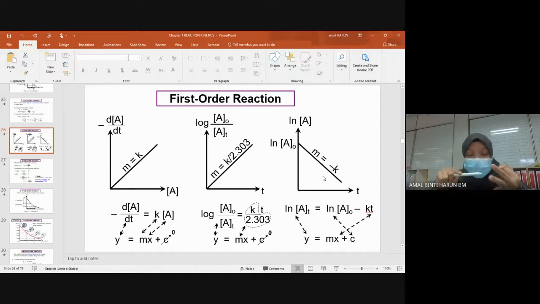Sekiranya 1 over A sahaja yang menghasilkan garis lurus, ataupun linear graph, so dia adalah second order. Tapi kalau ln A saja yang garis lurus, confirm dua lagi graf yang you plot takkan dapat garis lurus. So kalau ln A garis lurus, maksudnya equation itu adalah first order. Macam mana kita tahu first order? Melalui graf yang kita plot. Okay, so you ada tiga cara untuk menentukan order. Dan cara yang keempat adalah initial rate method berdasarkan data-data eksperimen yang diberi. Itu nanti dalam hour ketiga saya tunjukkan cara dia.